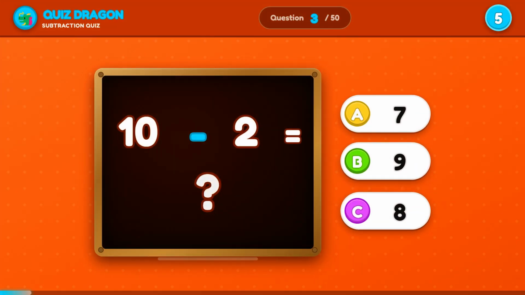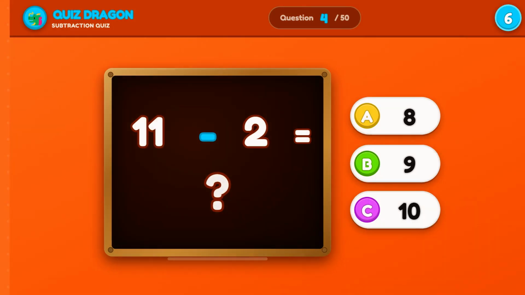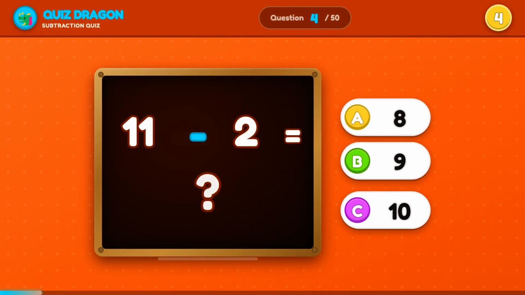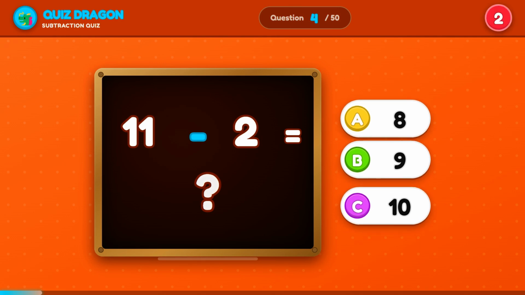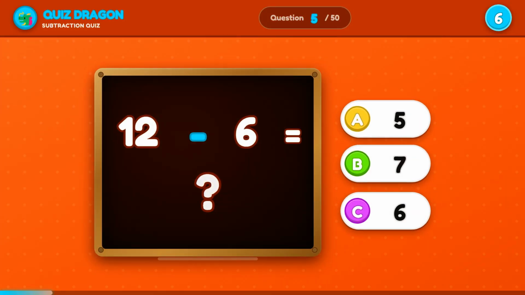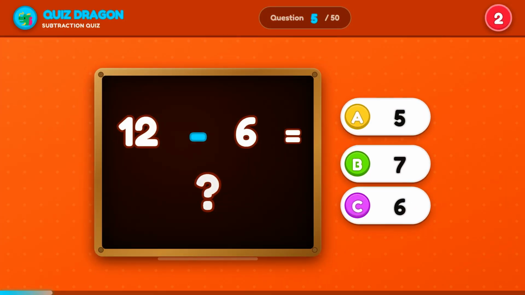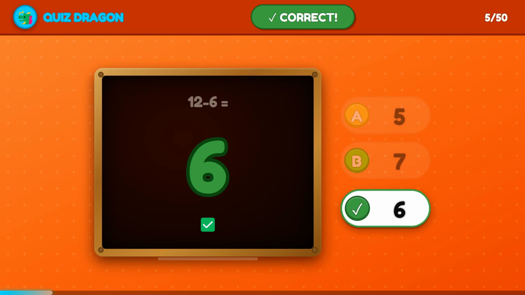Question 3. What is 10 minus 2? The correct answer is C, 8. Question 4. What is 11 minus 2? The correct answer is B, 9. Question 5. What is 12 minus 6? The correct answer is C, 6.